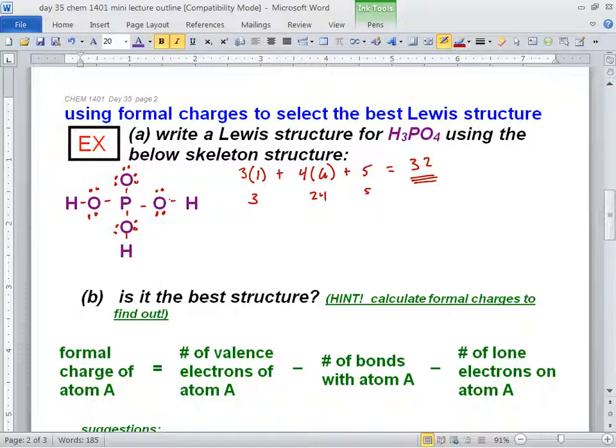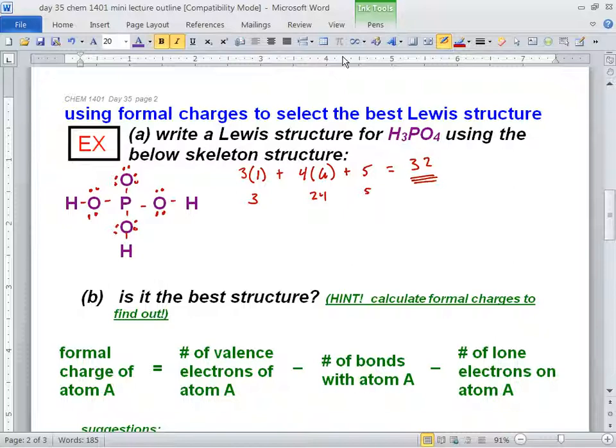So did you end up, Kenneth, with anything left over to put on the phosphorus? Any lone pairs? No. Oh, you weren't quite done? I just made octets on everything, and I'm hoping it works out. Did it? Okay. So no lone pairs on the phosphorus. So you're supposed to say, is that the best structure?